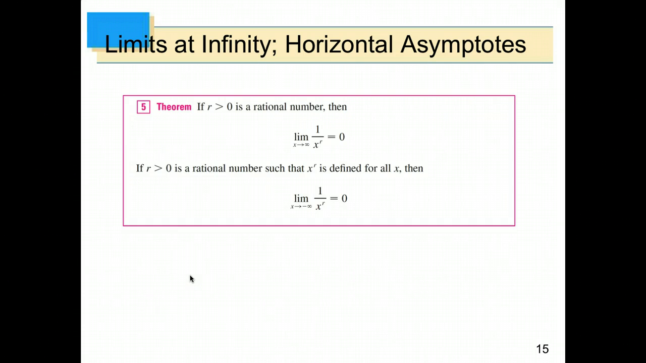In fact, this leads us to another theorem. We can say that if r is greater than 0 and it's a rational number, then for functions in this family, f of x is 1 over x to the r, the limit as x goes to positive infinity is 0, and also as x goes to negative infinity. Of course, we have to realize that x to the r is defined for all x.